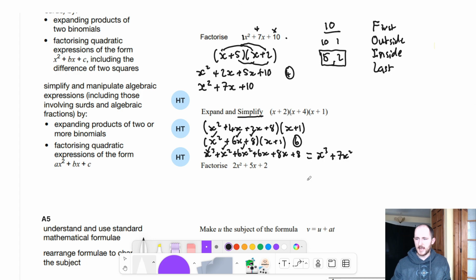Then 6x plus 8x would give me 14x. So I'm going to tick those 2 off. And then I have 8 on the end, which obviously I can't do anything with, so I'm just going to leave it as plus 8. Nice and easy.